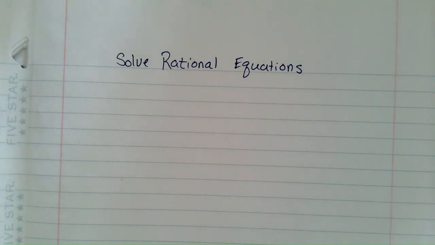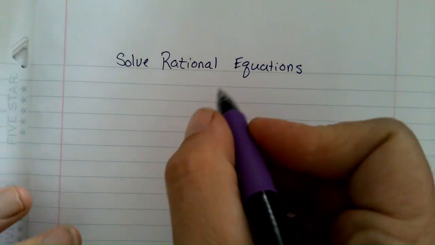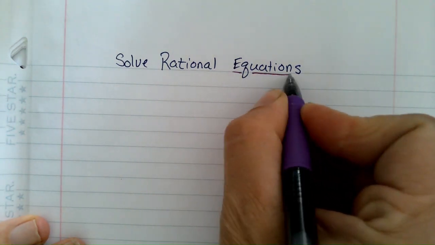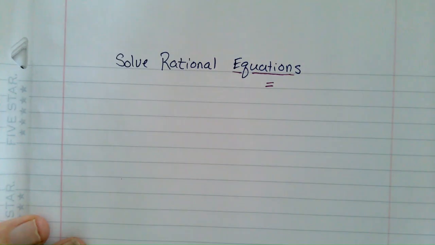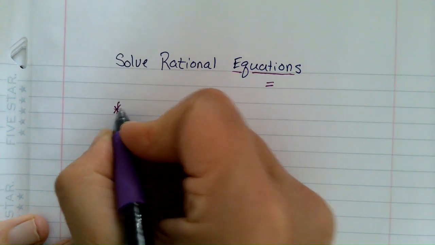Welcome to Solving Rational Equations. The big deal here is that you're going to notice that you have an equation, which means there's going to be an equal sign. When we have an equation, you're actually going to find values of x that make the statement true. So our big goal here is to clear fractions.